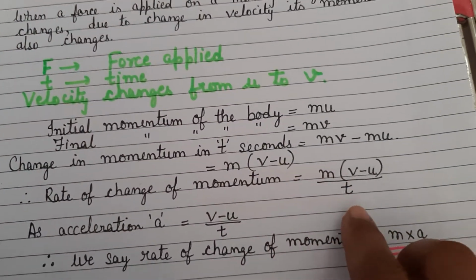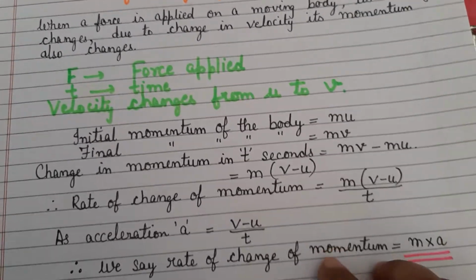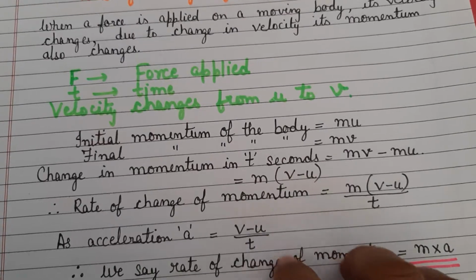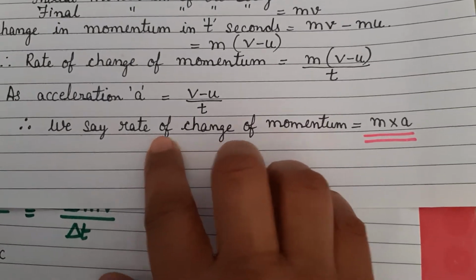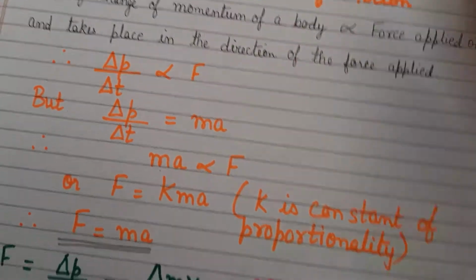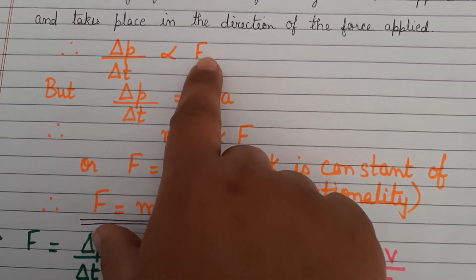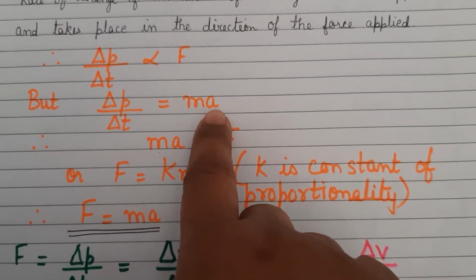Children, if you remember, in the previous section of my lecture, I had explained that change in momentum is equal to mass into acceleration. Just now I said rate of change of momentum is mass into acceleration. So what do I do over here? In place of the force, I say rate of change of momentum is also equal to ma.